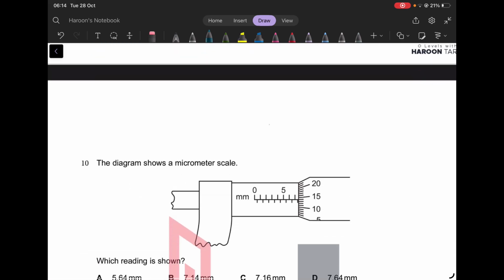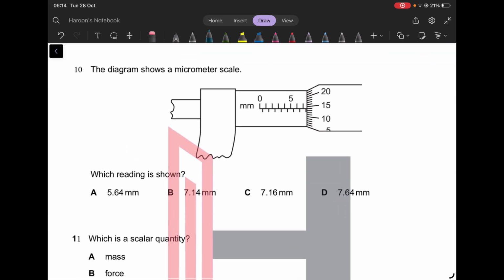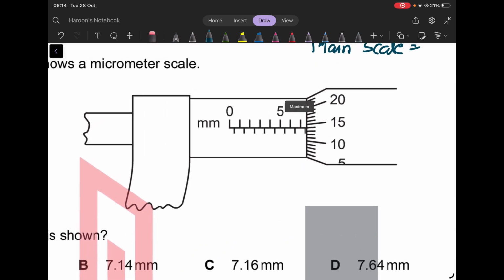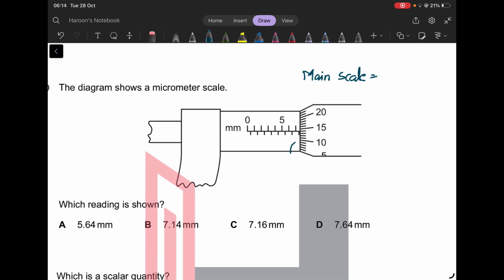Next, the diagram shows a micrometer scale. Which reading is shown? So we have two parts. We have the main scale part. So let's take the main scale reading wherever it ends. If you look closely, there is a line over here. So this is 5, 6, 7, and there is a line after 7 as well at the bottom, 7.5. This is the main scale reading, 7.5.